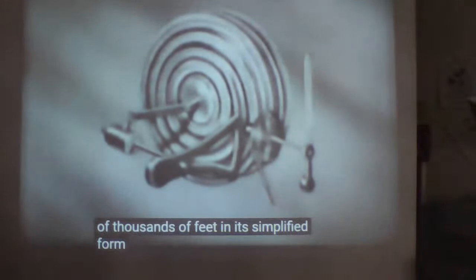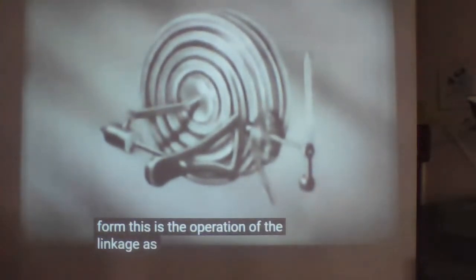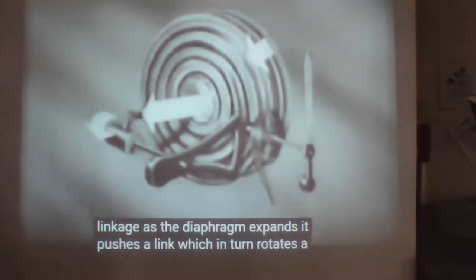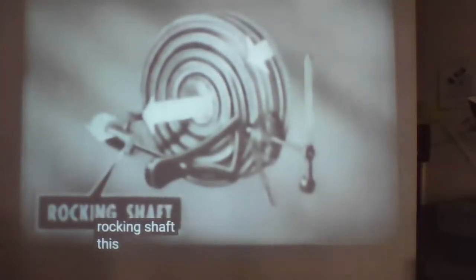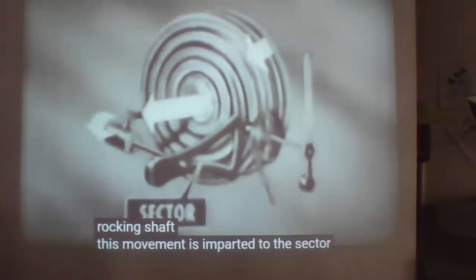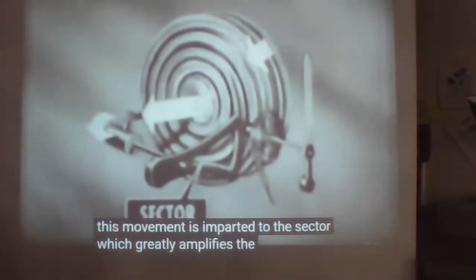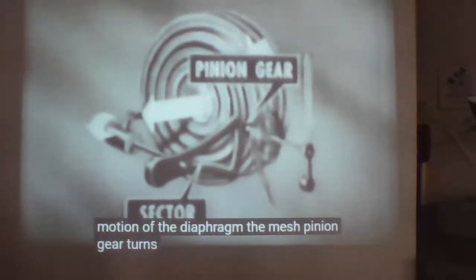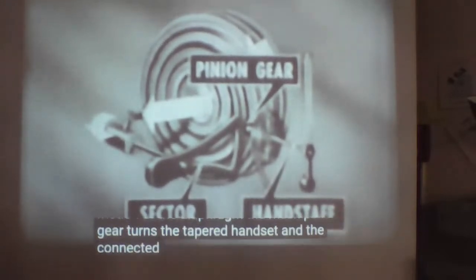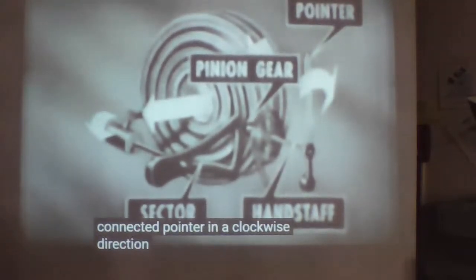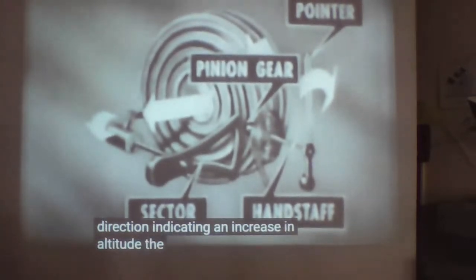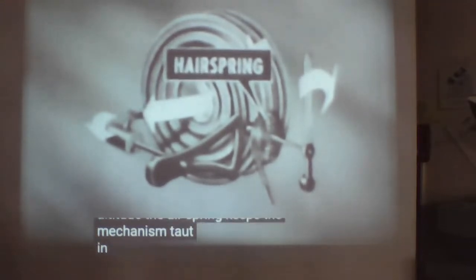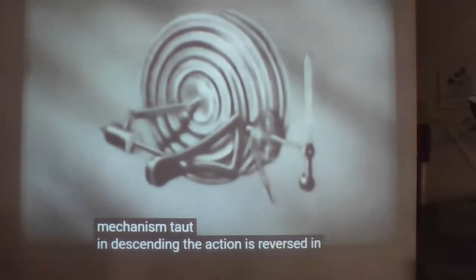In its simplified form, this is the operation of the linkage. As the diaphragm expands, it pushes a link which in turn rotates the locking shaft. This movement is imparted to the sector, which greatly amplifies the linear motion of the diaphragm. The sector meshes with the pinion, which turns the hand shaft and the connected pointer in a clockwise direction, indicating an increase in altitude. The airspring keeps the mechanism taut. In descending, the action is reversed.